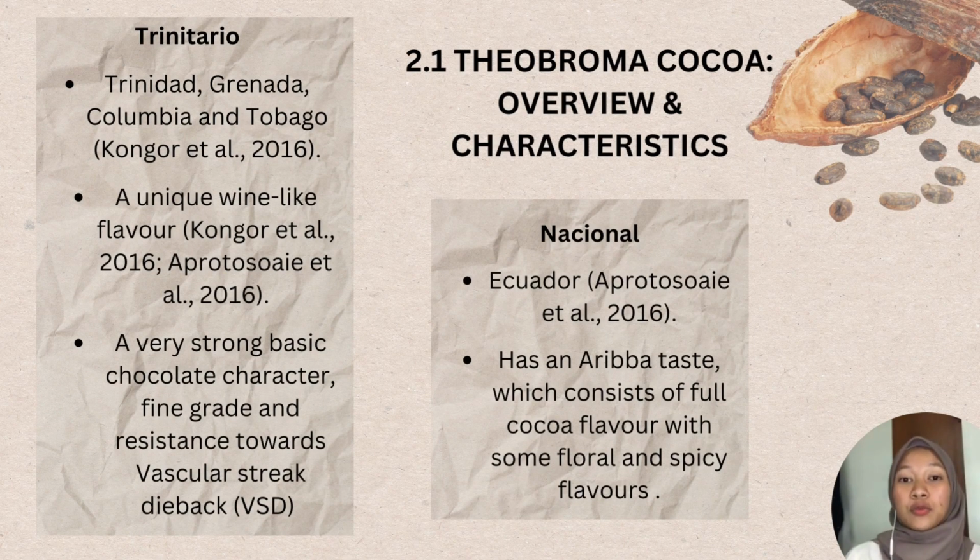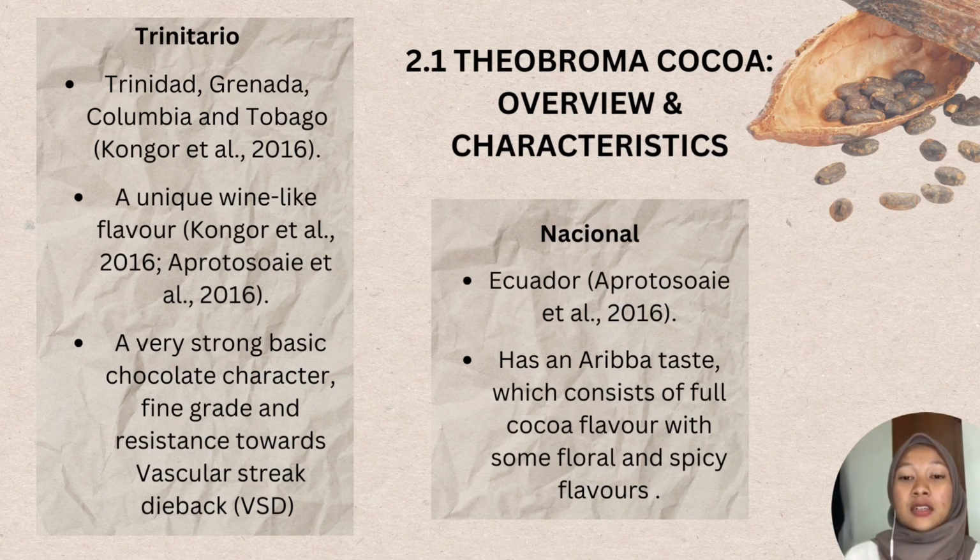The next one is 2.1, which is the Theobroma cocoa, the overview and also the characteristic. There are four morphogenetic groups of cocoa that are being cultivated around the world, which are the Forastero, Criollo, Trinitario, and also the Nacional variety, which differ through their presence of pods, beans, the flavor, and level of resistance to any cocoa diseases, and also their geographic origin.